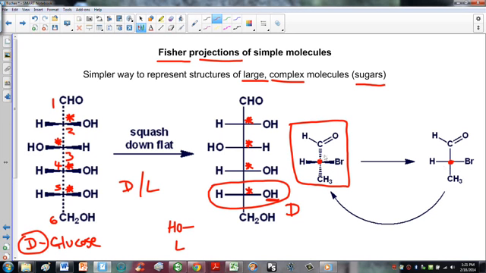So you could be asked, well, take this representation and convert it to Fischer. Well, this is the Fischer projection. What if you're asked, well, go from the Fischer projection to the normal representation? Well, this is the way to do it. You can go this way or this way.